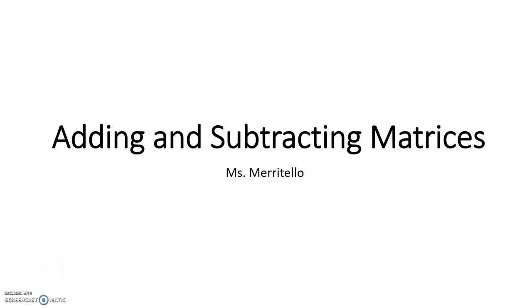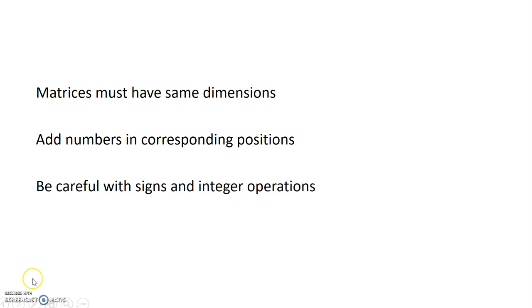In this video, I'm going to talk about adding and subtracting matrices. So a couple notes about adding and subtracting matrices. To be able to find the sum or the difference, the two matrices, or however many matrices you have, must have the same dimensions. You're essentially just going to be adding the numbers in corresponding positions or subtracting them. You do have to make sure you're being careful with your integer operations, especially with the subtraction. If you have negatives, it's nice to be careful.